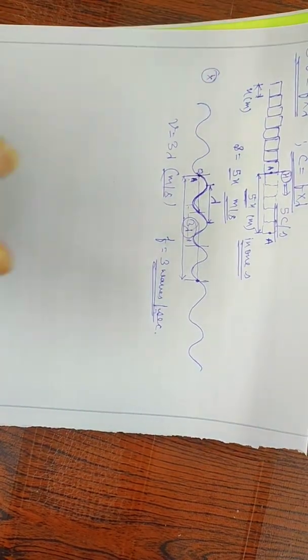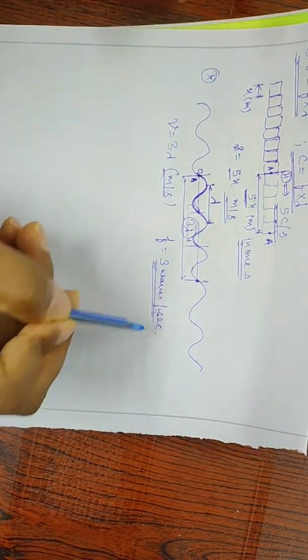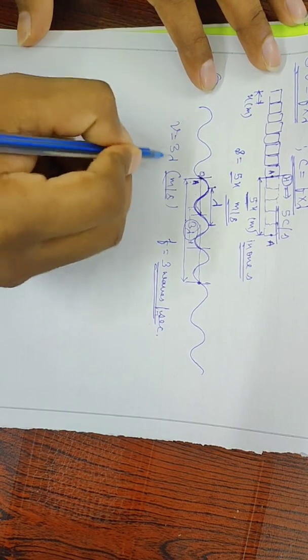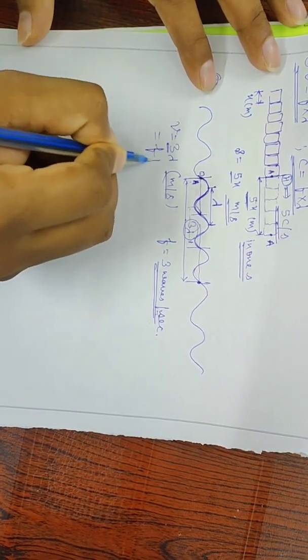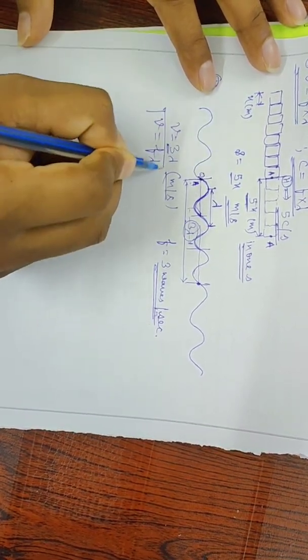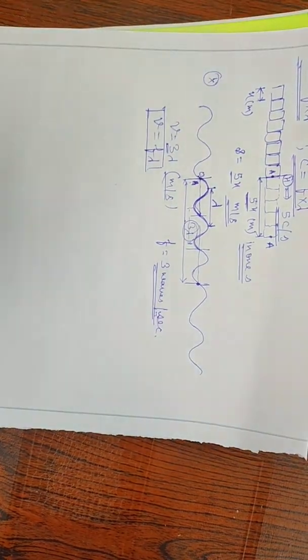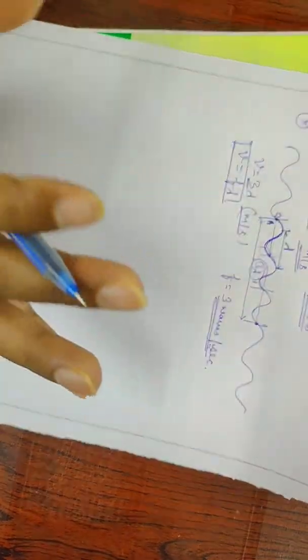Is it clear? Why? Because what is speed? Distance traveled per unit time only. And what is 3 here? This is nothing but frequency. Hence we get the expression: speed of the wave is f times lambda. Hope it's very clear to you.